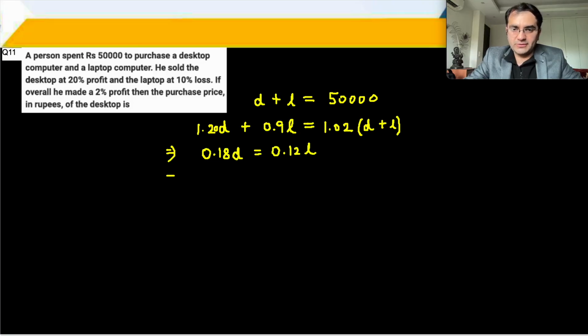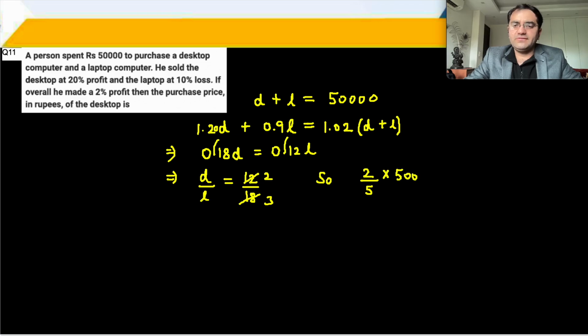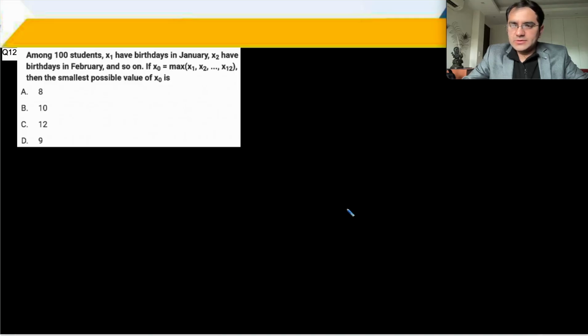Sorry, 0.12 L. So D upon L becomes 12 upon 18, that's 2 upon 3, and D becomes 2/5 of 50,000, and that is 20,000, the right answer for question number 11. Now this is a challenging question. As soon as maxima minima comes into the picture, this would become a little tricky.